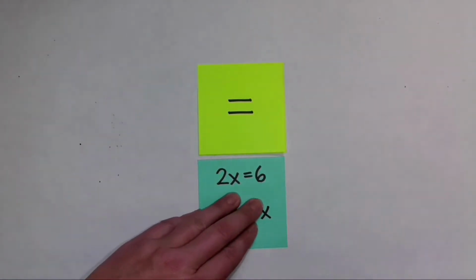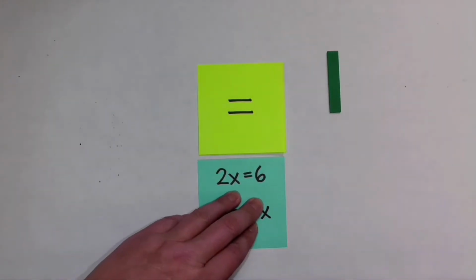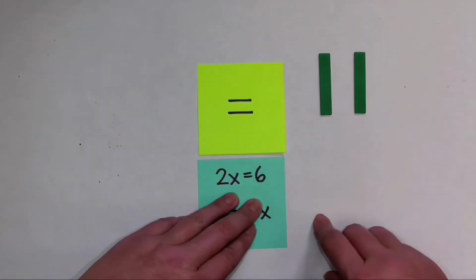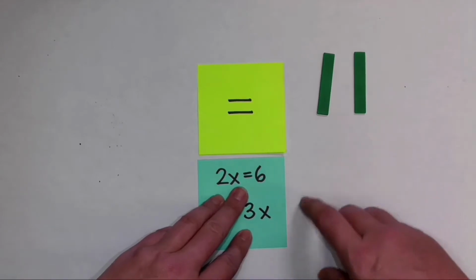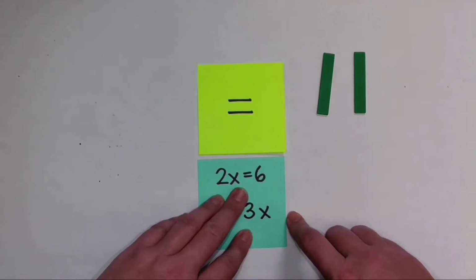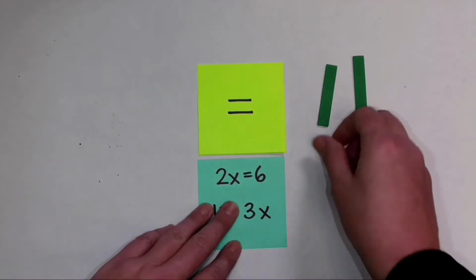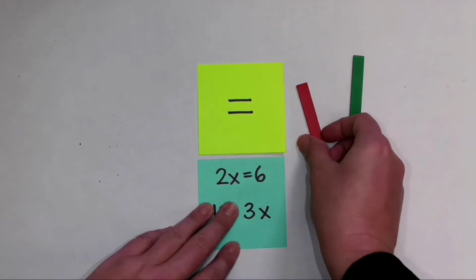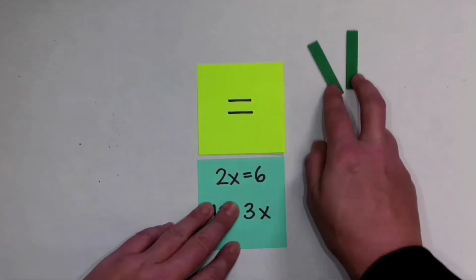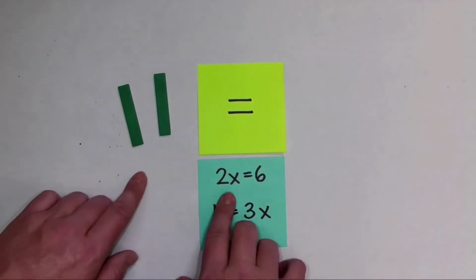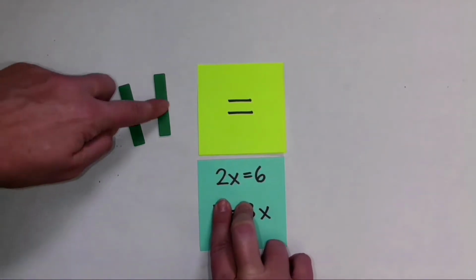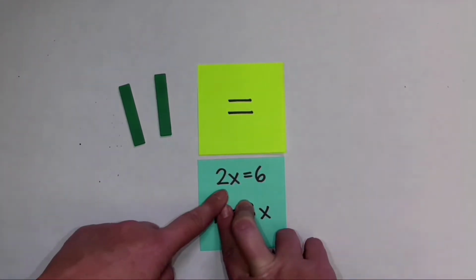Now with the algebra tiles we have these rods, and the rods represent the variable. So here our variable is x, so they are going to represent our variable. And I have 2 of them, and they're positive. Notice that the algebra tiles have a positive side and a negative side, and I'm going to move them to this side of the equal sign so that I can see I have 2x, or 2 sets of x.